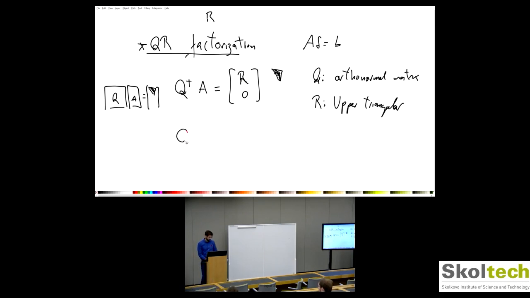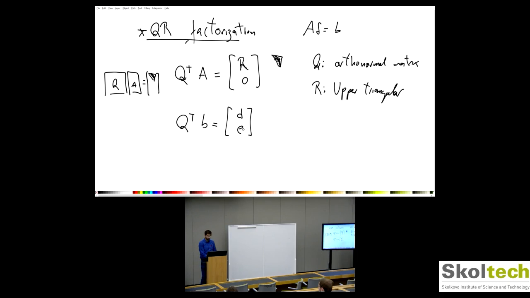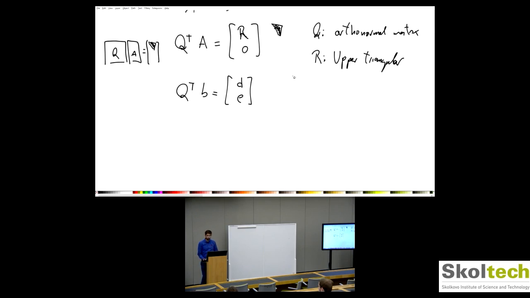So the same can happen for B. We just pre-multiply B by the same orthonormal matrix, and then this is going to be kind of rotated or transformed, whatever you want. And then we are going to divide this vector into two parts, right? One of them is going to be, well, there's going to be a lot of zeros there, so you can guess, and the other is going to be called D.